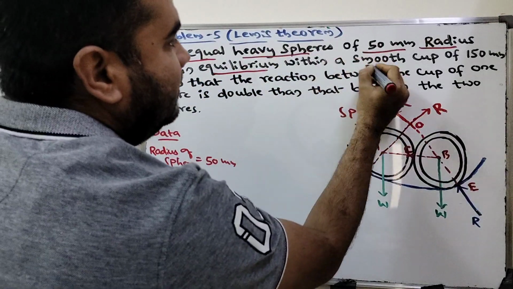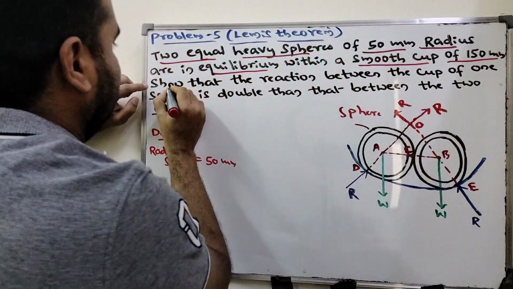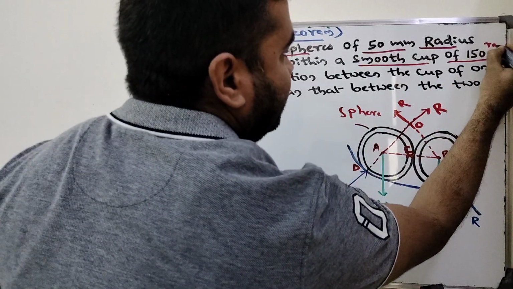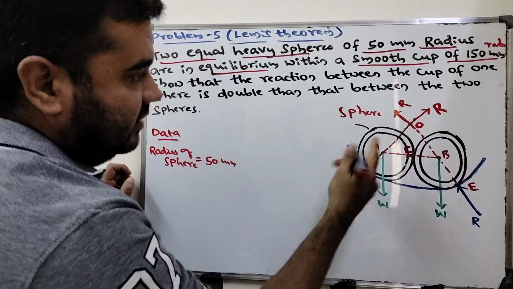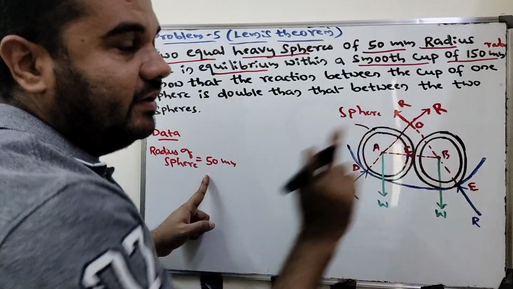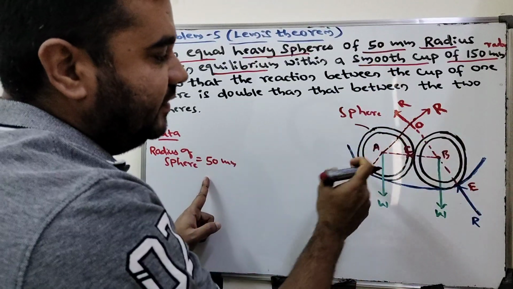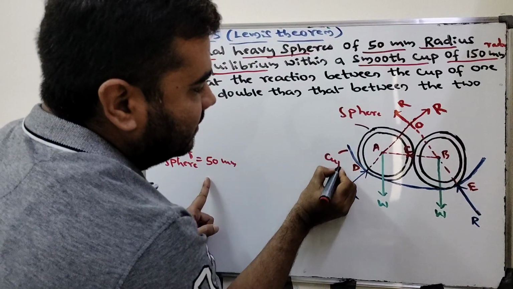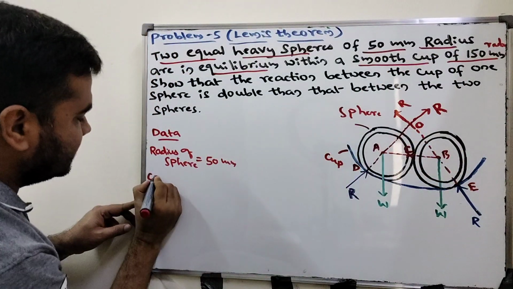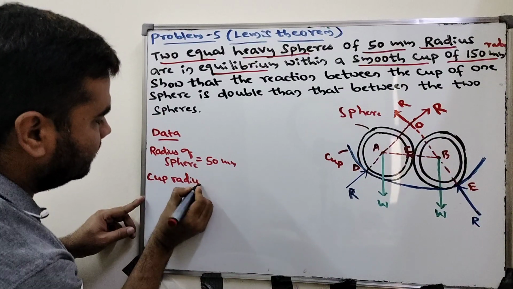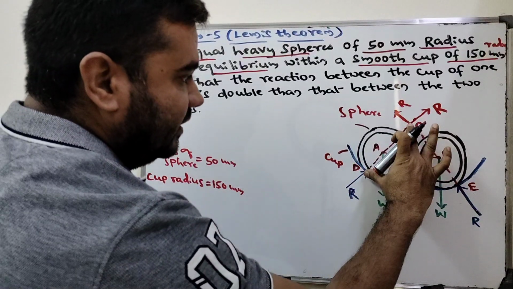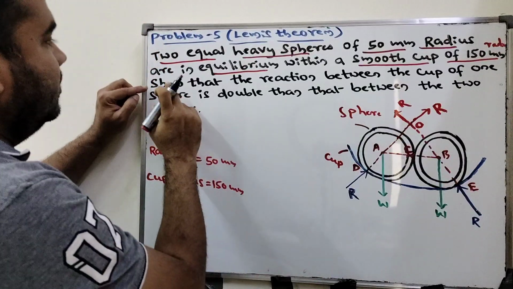Within a smooth cup of 150 mm radius. This is the 150 mm radius. It means these 2 heavy spheres, each having 50 mm radius, sit onto a smooth cup. This is the cup here. What is the radius of the cup he has given? 150 mm. We can write it: cup radius is 150 mm. It means the radius from here to here. We'll explain later.